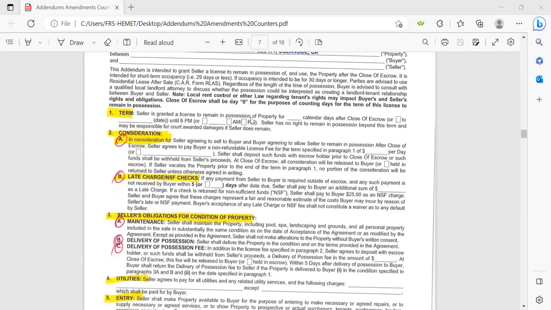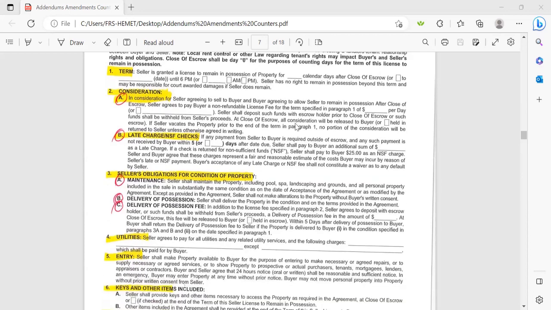Seller is granted license to remain in possession for 15 calendar days after close of escrow, or such and such a date if you have that date. Seller has no right to remain in possession beyond this term and may be responsible for court-awarded damages. Court-awarded damages. And that's an important thing to know, because I've had people call me, which is okay.